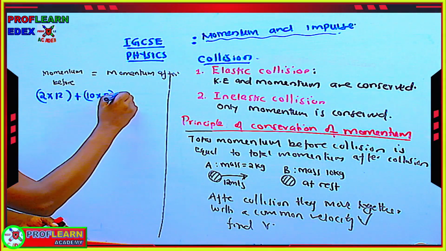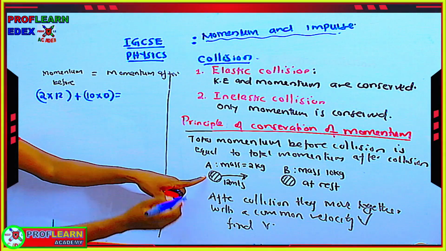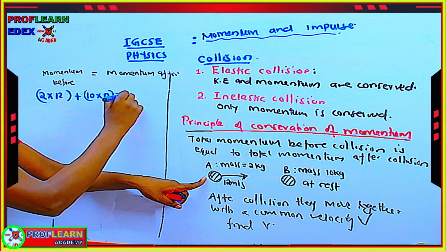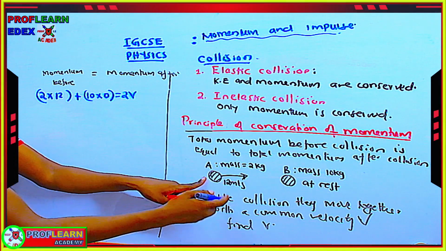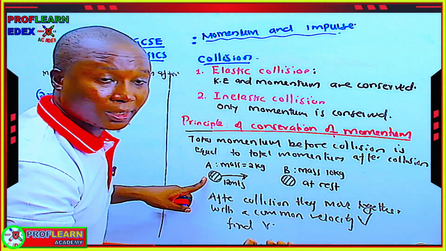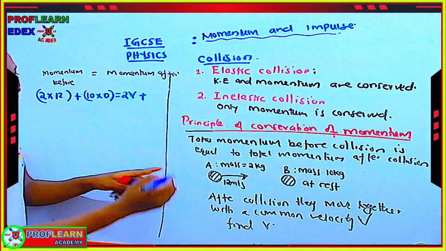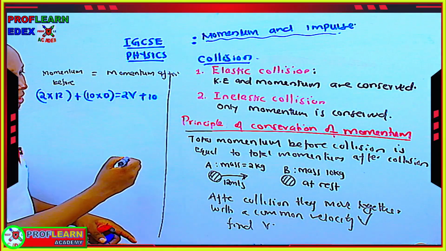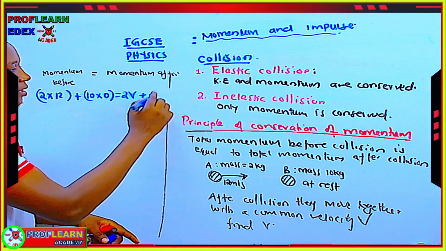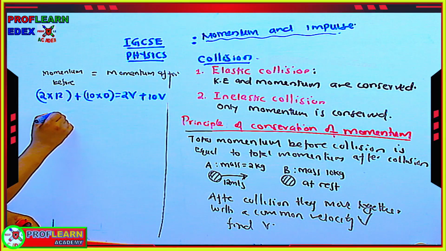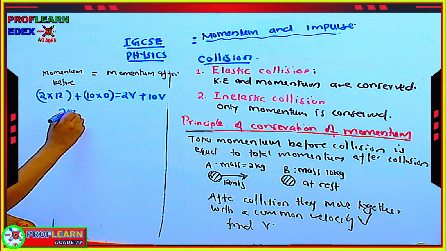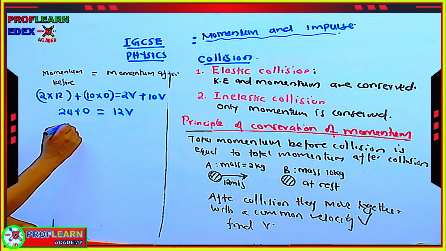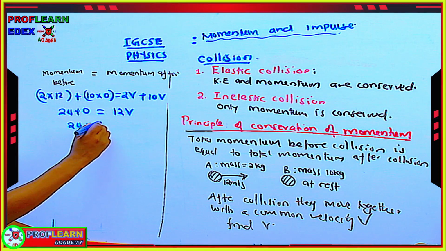So in that case, the mass of A is 2 kg, so it will be 2v, because momentum is the mass times the velocity, then plus the mass of this one, 10 kg, so that will be times v. So in this case, we're going to get 24 plus 0 is equal to 12v. So this is going to be 24 is equal to 12v.